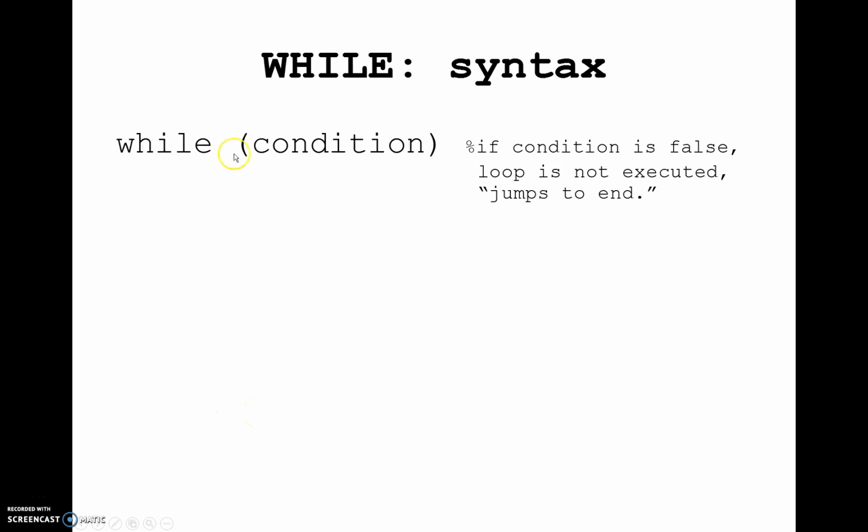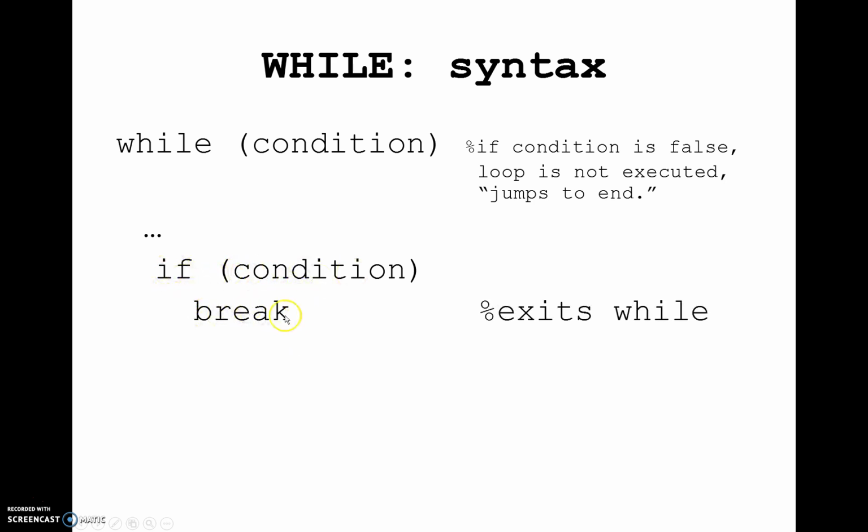So you say while a condition is satisfied. If the condition is false, the while loop just jumps to the end, and you don't do anything in here. You do some commands, and then you can also break out of the while statement with this command, break. It exits the while statement that it's in if some other condition exists. And then you have an end down here for the while loop.